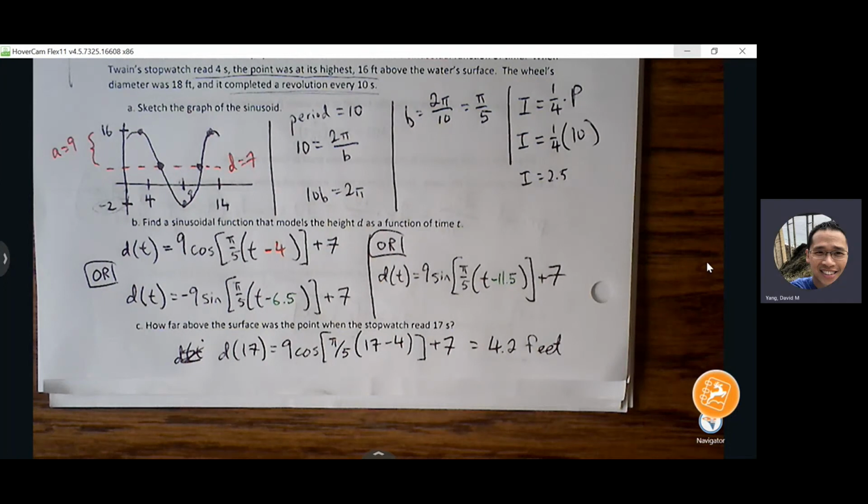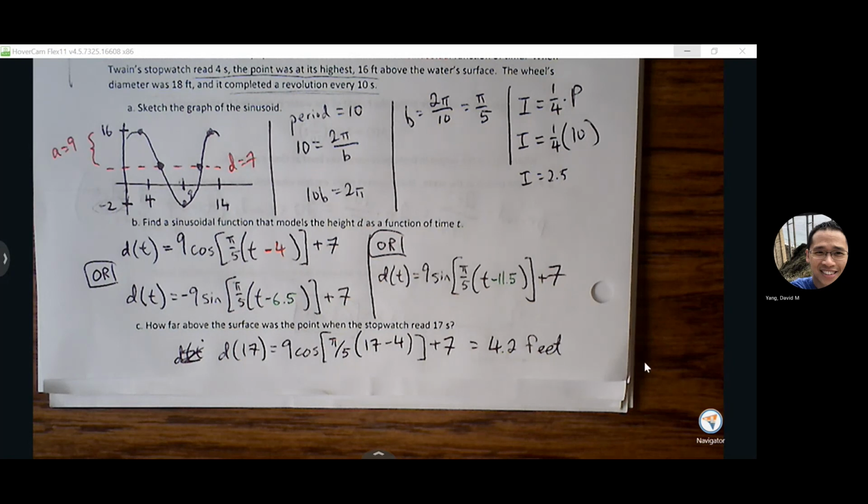Okay, any questions? I'm sorry? Yeah, that just means it's either sine or cosine. It's always going to oscillate back and forth between the midline. That's all it means.